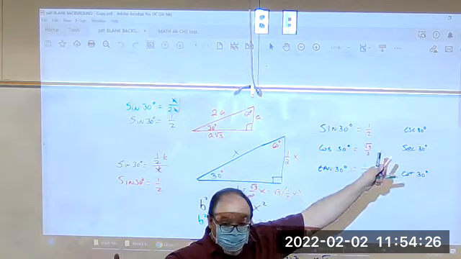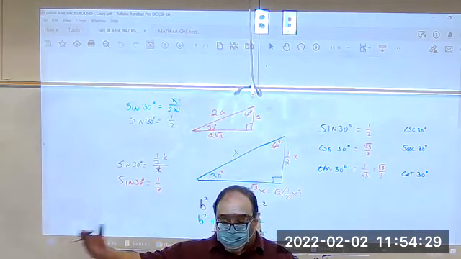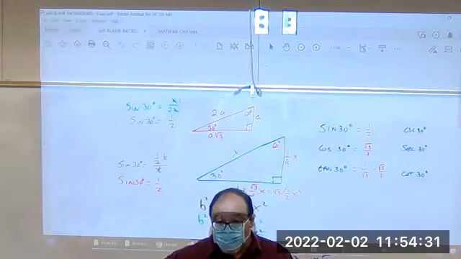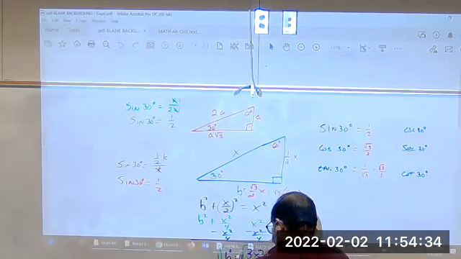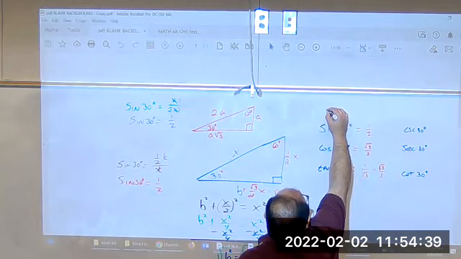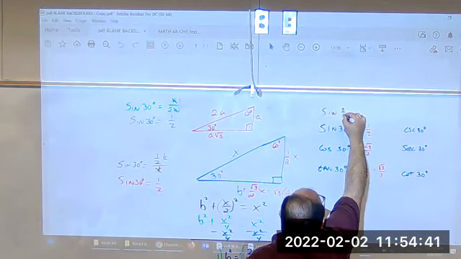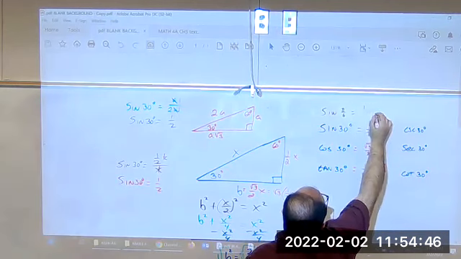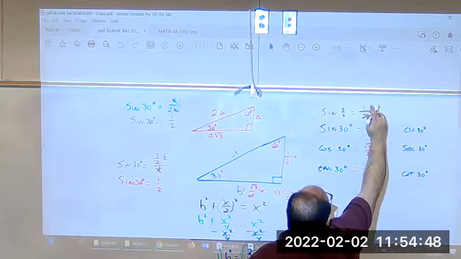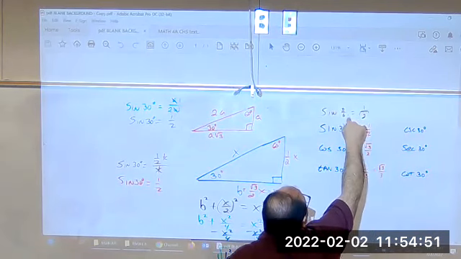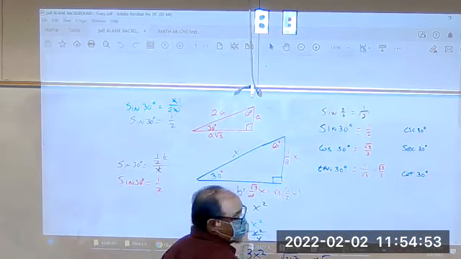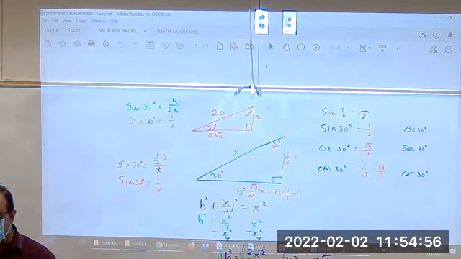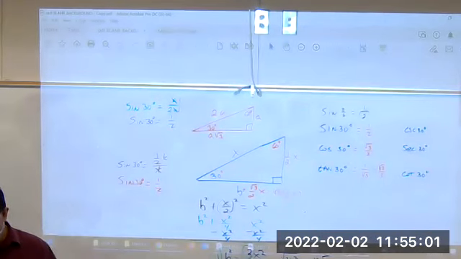And if you have a 1/2, it always goes with sine of 30 degrees. It's also the sine of pi/6 radians, because pi/6 and 1/2 are buddies. Pi/6 in radians is the same as 30 in degrees. So if you take the sine of pi/6 in radians, you get a 1/2. Okay.